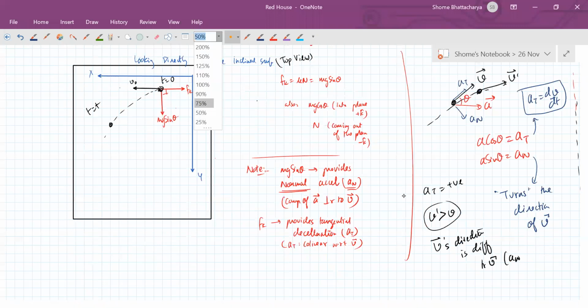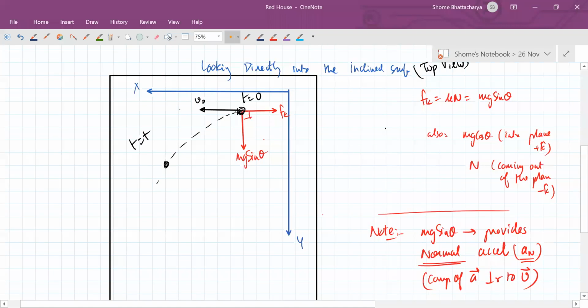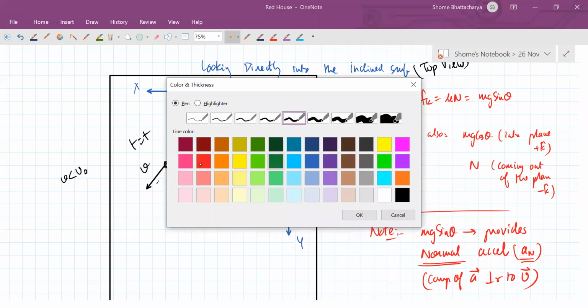So after some time has progressed, because that normal acceleration is continuously turning the velocity, the velocity vector will keep turning from the x axis towards the y axis. So after some time the velocity has become like this, and its magnitude has also changed. And from the diagram you will understand that the magnitude of v has become less than v naught, because of kinetic friction. Now let's see the forces in the same diagram.